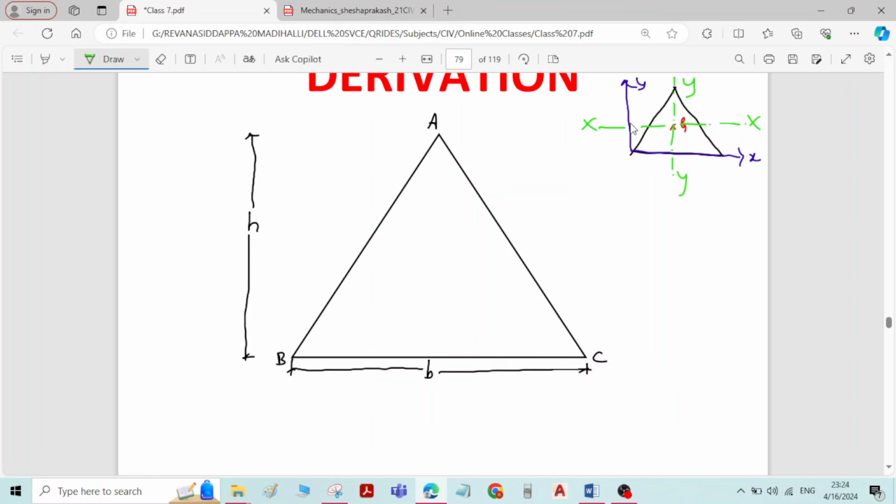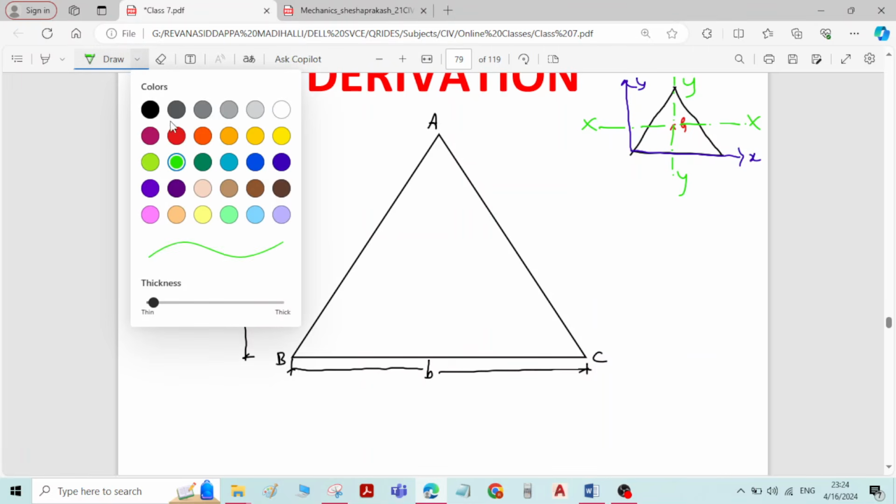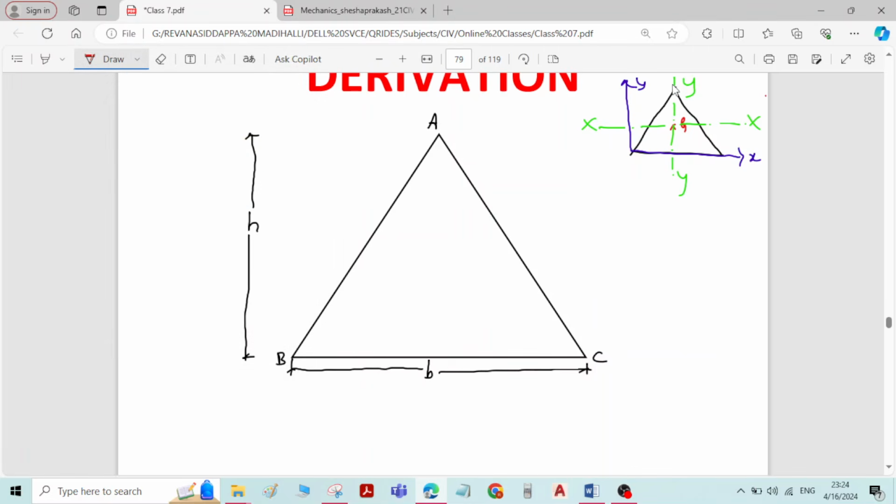Now you can see the triangle is symmetric about the Y axis. If the figure is symmetric about the Y axis, then the X bar is known, meaning the distance of the centroid from the reference Y axis is known. X bar is equal to half of the total base width B, that is B by 2. The Y axis divides the figure into two equal parts. Therefore, X bar is B by 2.